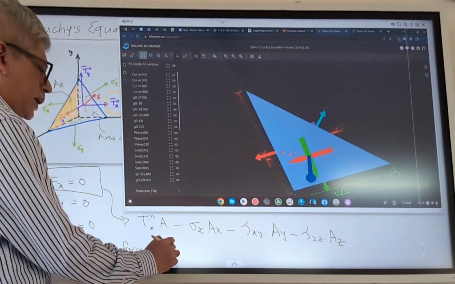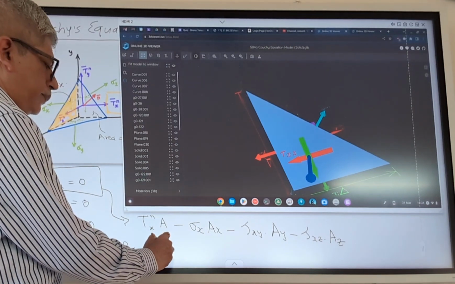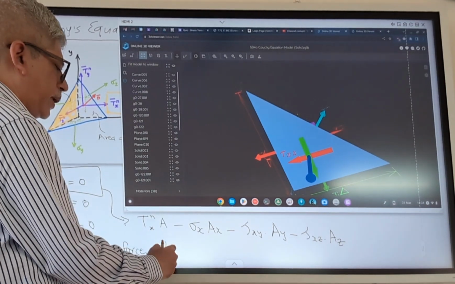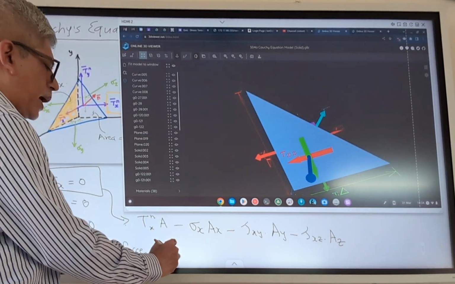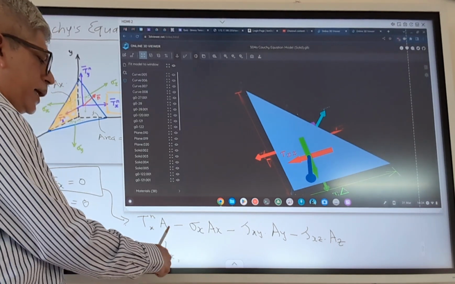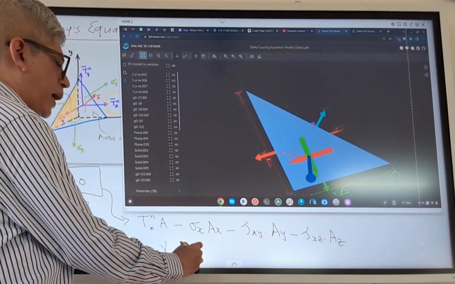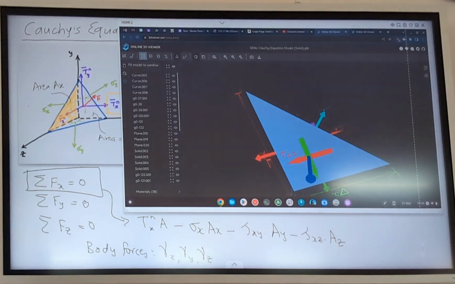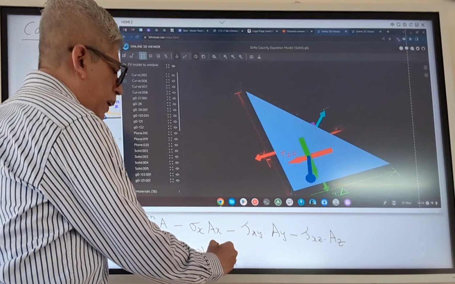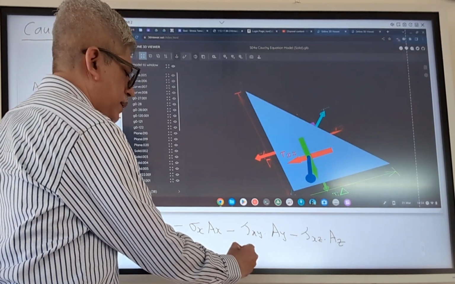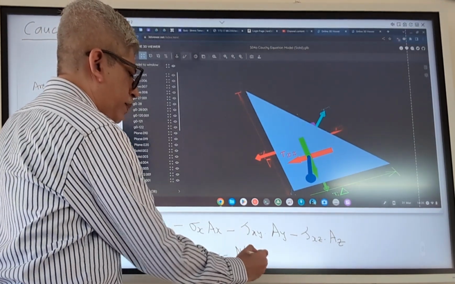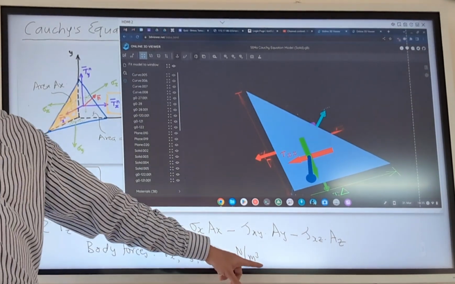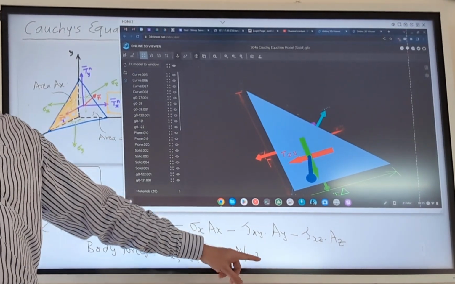So the body force in this particular derivation, we will be calling with the component gamma. In the x direction it is gamma x, in the y direction it is gamma y, in the z direction it is gamma z. And the unit of this is Newton per meter cube. So they are force per unit volume type of components.